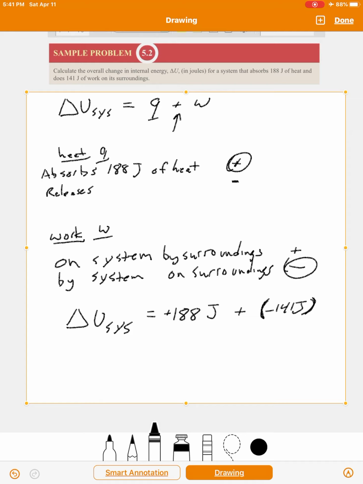So 188 minus 141 is plus 47 joules. So the change in internal energy, delta U system, would be positive 47 joules. What that also means is the surroundings lost 47 joules of energy.